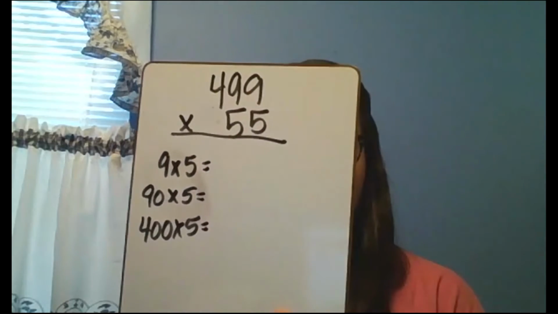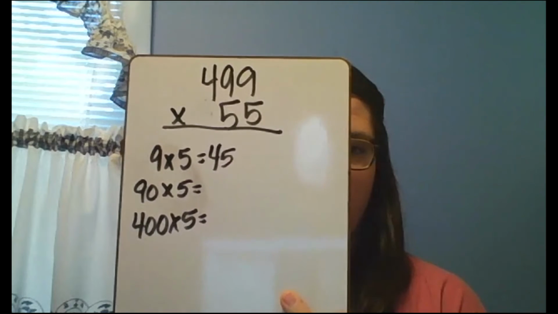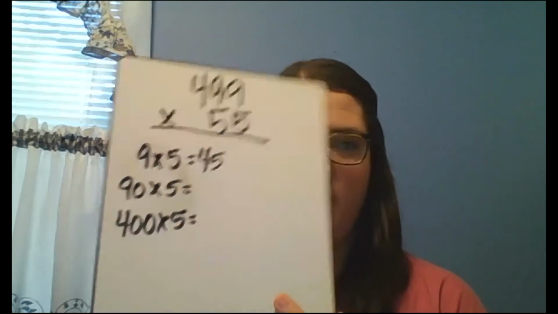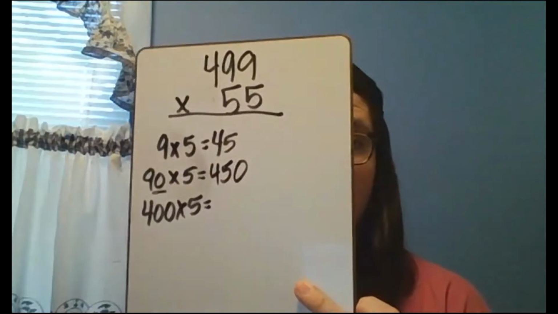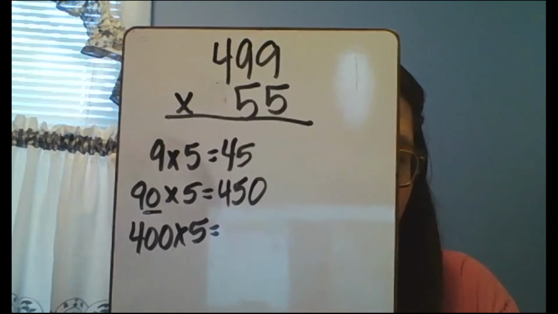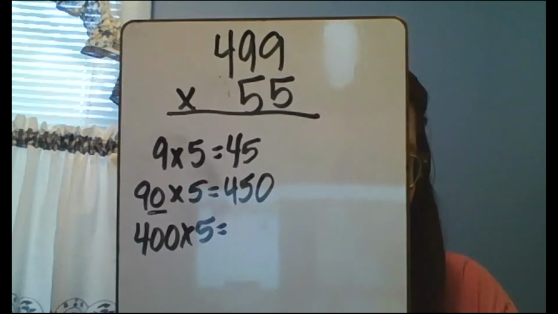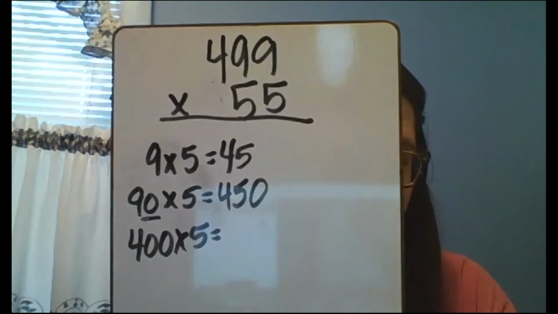We know that 9 times 5 is 45. So now 90 times 5. Let's look at the 9 times 5 part. We know that that is 45, and we have this 0 here. So we'll put our 45 and add our 0 to the end. When we add that 0 to the end, that 45 becomes 450. So 9 times 5 is 45, and 90 times 5 is 450.